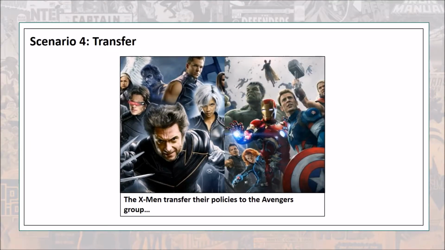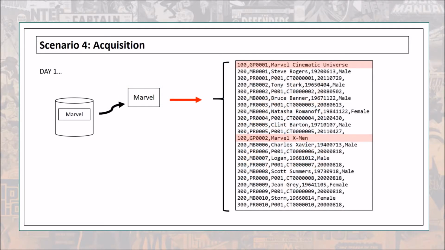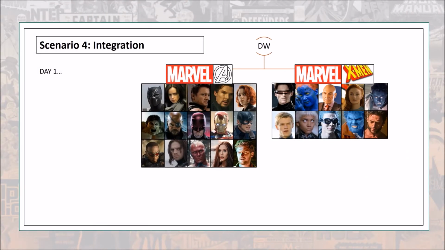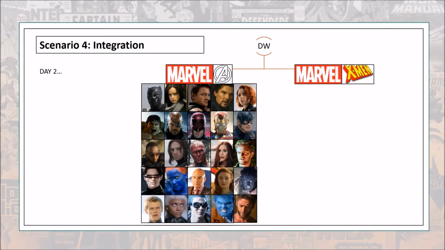Our final scenario, transfer. The X-Men join the Avengers. So our Marvel data on day 1 has 2 different groups. They have different identifiers and different members under them. On day 2, we now only have one group for this data. So it's all been consolidated. On day 1 in the integration layer, you would have Marvel and X-Men looking completely separate. And on day 2, they've transferred across.